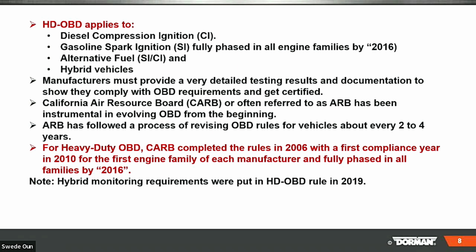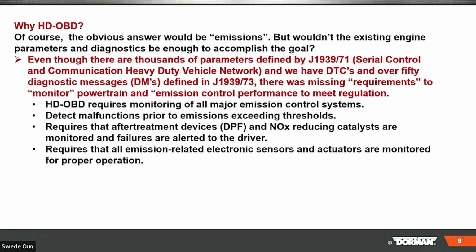But back to California Air Resources Board, CARB, or often referred to as ARB. I mentioned they truly have been instrumental. ARB has followed a process of revising OBD rules for vehicles roughly every 2 to 4 years. For heavy duty, CARB completed the rules in 2006, with first compliance in 2010. Again, it pertains to the engine families of each manufacturer, and they started slow, but eventually, if you read between the lines, by a certain date all the engine families have to comply.